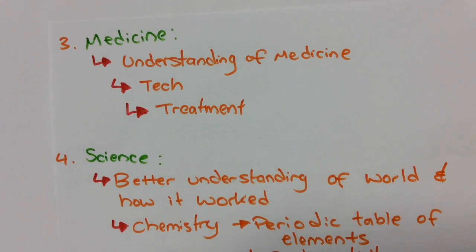Medicine, a better understanding of medicine came about during this period of time. Technology also helped in the treatment of diseases and medical ailments. So technology and the advances in understanding were all important things for medicine at that time, which meant that obviously mortality rates and death rates decreased as that understanding improved.